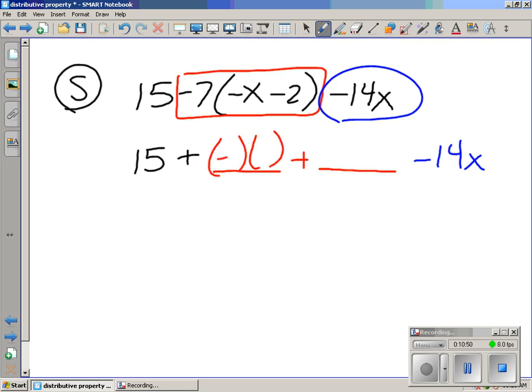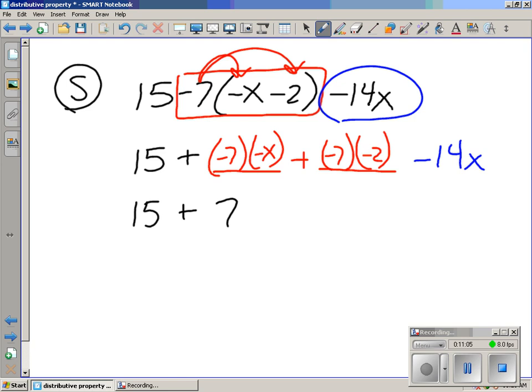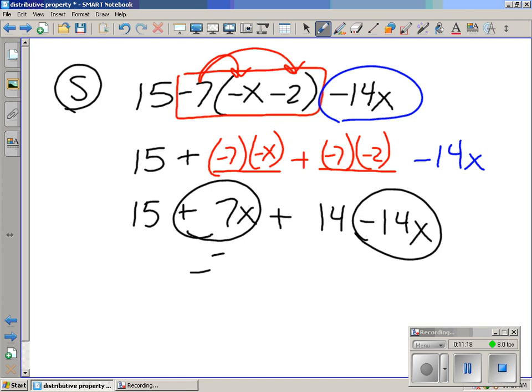In the first set of parentheses, we take the negative 7 on the outside and multiply it by the negative x. In the second set of parentheses, we take the negative 7 and multiply it by the negative 2. So the negative 7 was distributed to each piece. And we simplify. 15 plus 7x plus 14 minus 14x. From here, we collect like terms. 7x minus 14x leaves us with negative 7x. And then 15 plus 14 gives us 29.